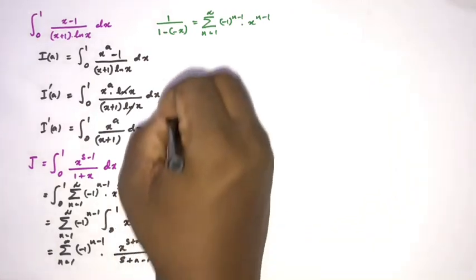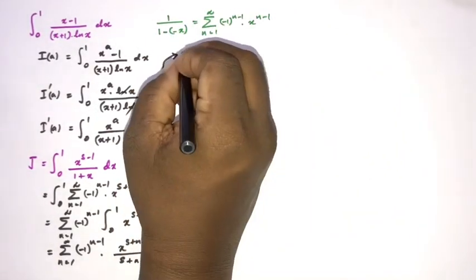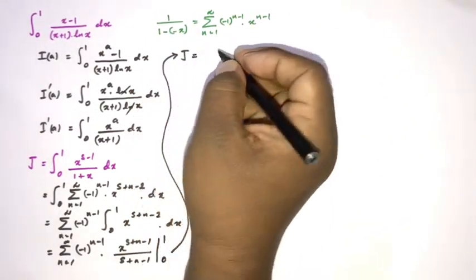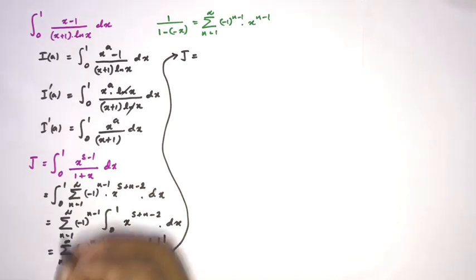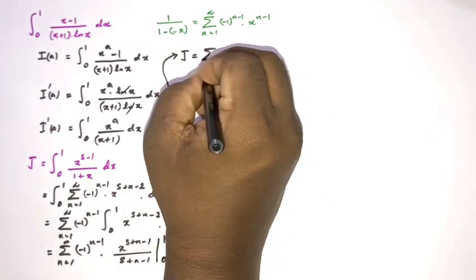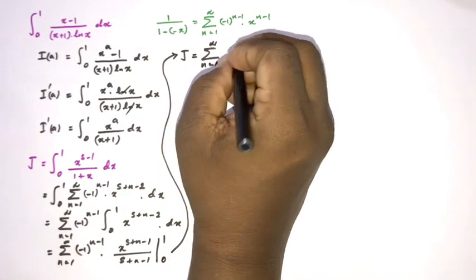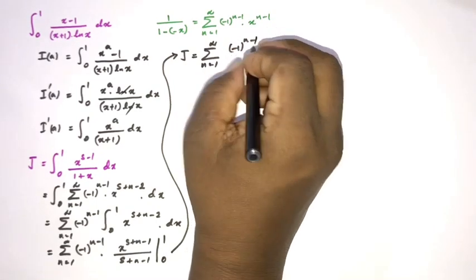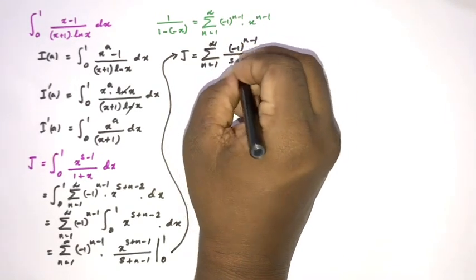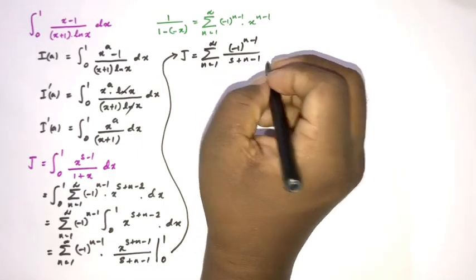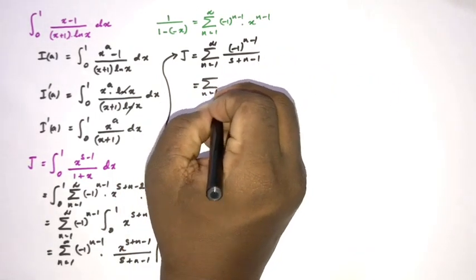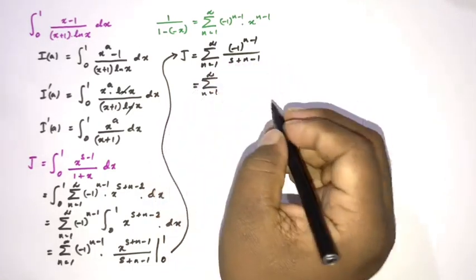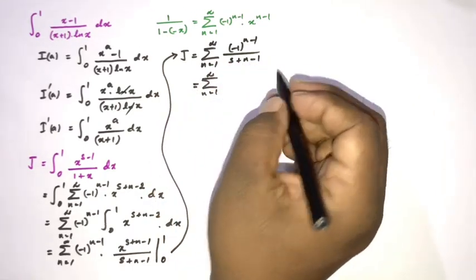Okay, then we know this is J. Now J is equal to, applying the boundaries, with 1 we have the infinite sum n is equal to 1 to infinity of minus 1 to the n minus 1 over s plus n minus 1. Then we can rearrange the sum considering even and odd n.